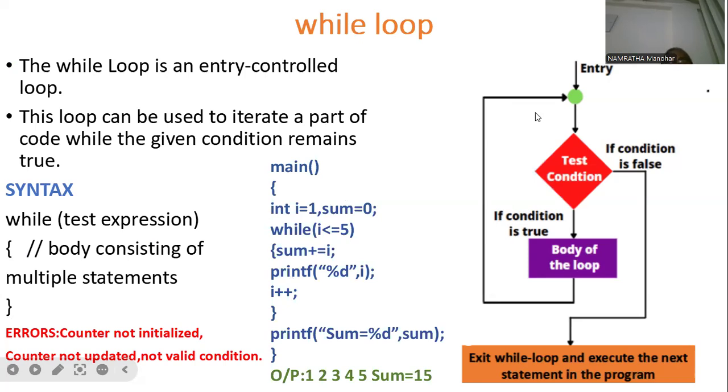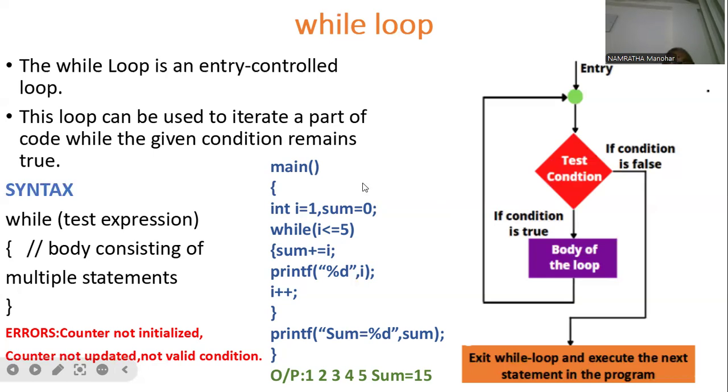So here, what is the flow chart? Entry, test condition. If the test condition is true, the body of the loop is executed. If it is false, it exits the while loop and executes the next statement in the main C program. If it is true, it executes the body of the loop, and then it again tests the condition. This process repeats until the condition becomes false.